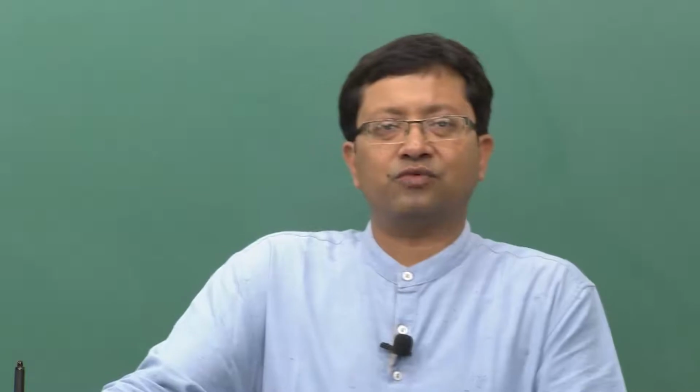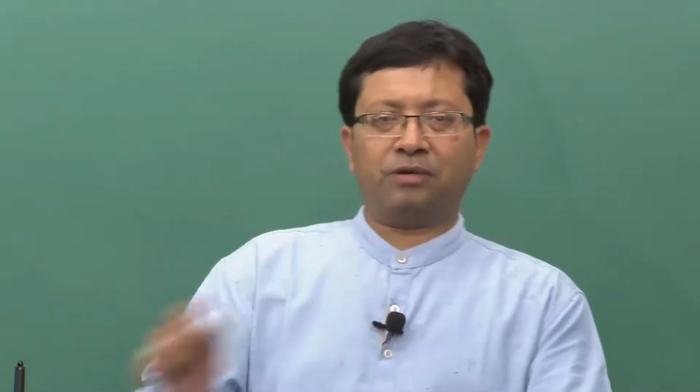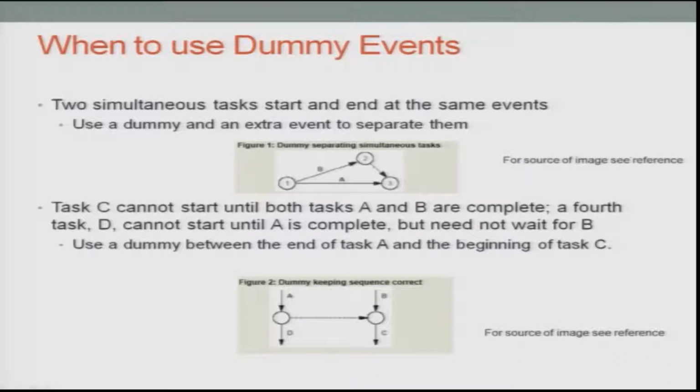Dummies are actual events which are not happening, but they give you a relationship between the events of the jobs which are actually happening. Dummies are given by dotted arrows. In the last slide I had shown the relationship between task 1 and task 2 or task 3 and task 4 as bold arrows, but in dummies they would be dotted arrows. Two simultaneous tasks start and end at the same time, so use a dummy or an extra event to separate them. This dotted one is the dummy activity I am talking about. It would have no time assigned to it, but it will give you the relationship between the activities.